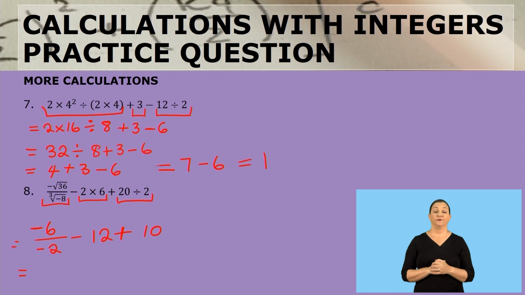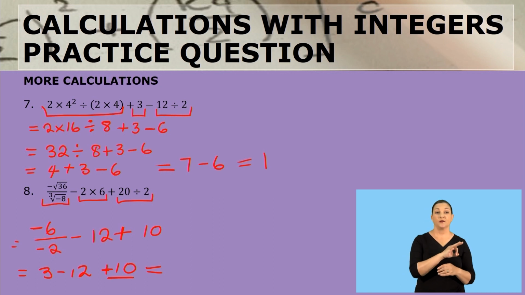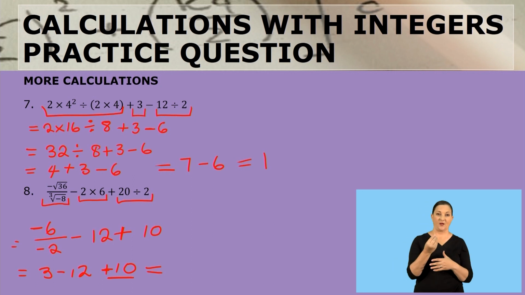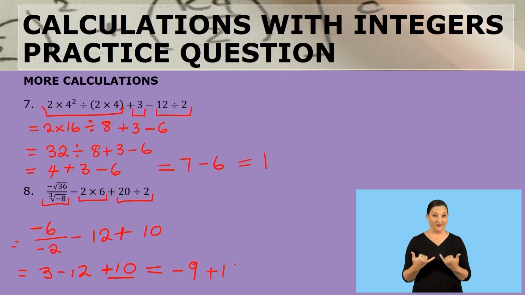So the next step, we are dividing two negative numbers. So that means that our answer is going to be positive. 6 divided by 2, that will give us a 3, minus 12 plus a 10. And when you calculate that, remember, we are going to say the positive 3 minus the positive 12. And because we are subtracting a bigger number from a smaller number, our answer is going to be negative. A positive 3 minus a positive 12 is negative 9. And not forgetting to add that 10.